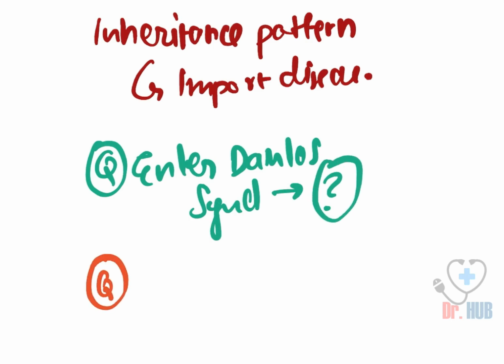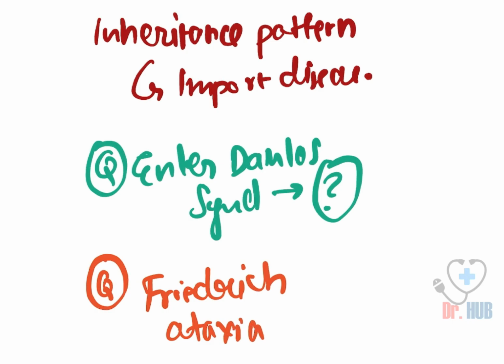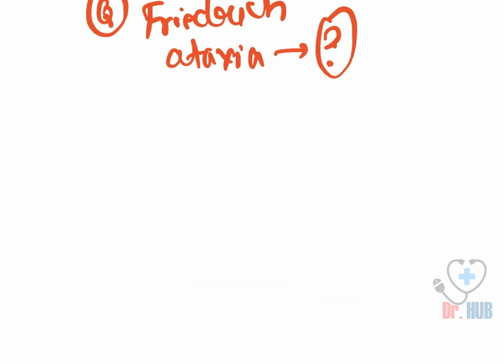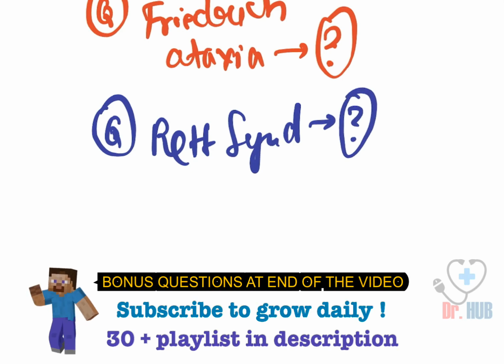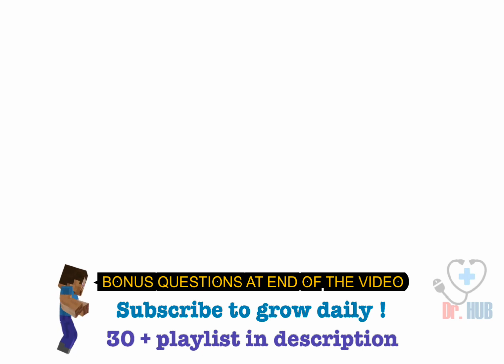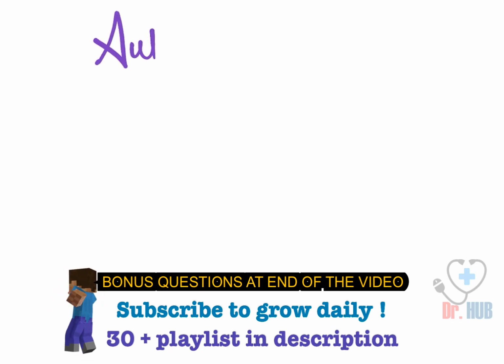The next question is Friedreich ataxia. So what is its inheritance pattern? Thirdly, Rett syndrome. What is its inheritance pattern? So we'll find out these answers in this video, and in the end of the video there are some bonus questions as well. So start with autosomal dominant.